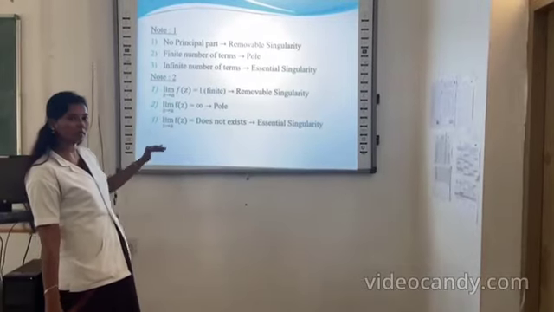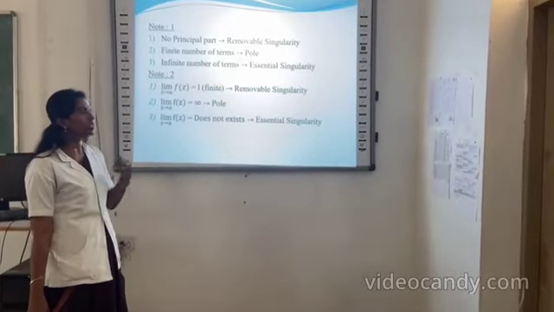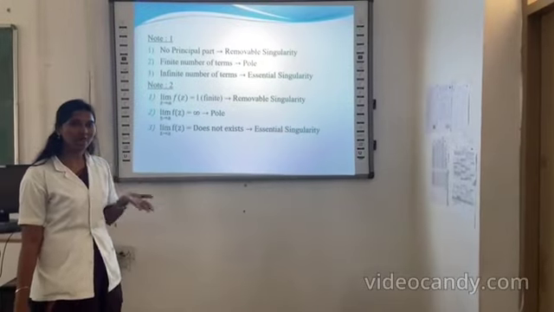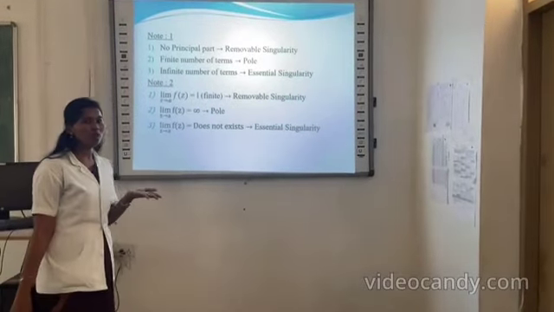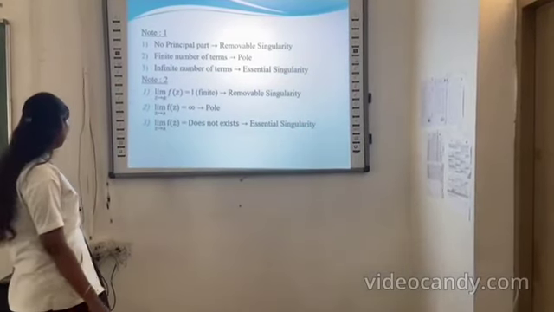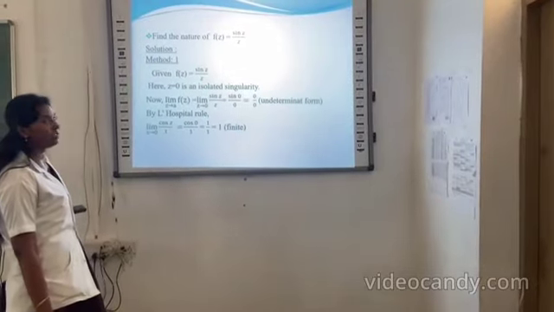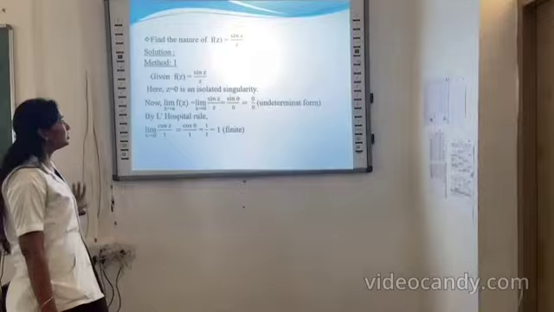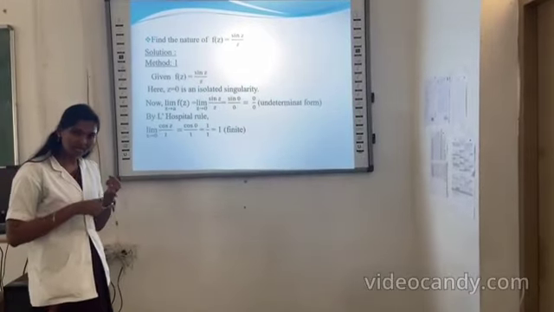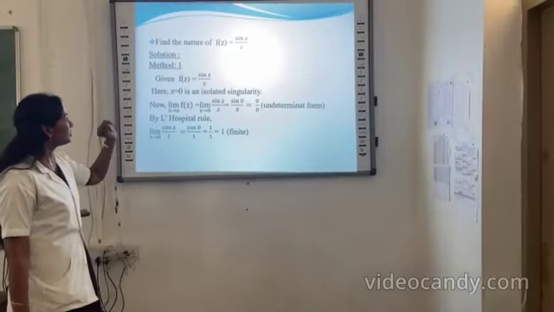So we use these two methods to find the type of singularity. Now we look at some problems. How can you find the removable singularity, pole and essential singularity? Problem number 1: find the nature of f of z equal to sin z divided by z. You should tell whether it is a removable singularity, pole or essential singularity.